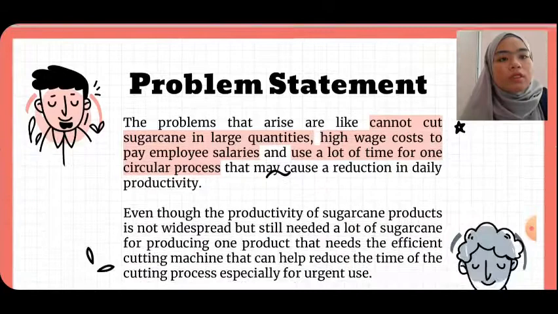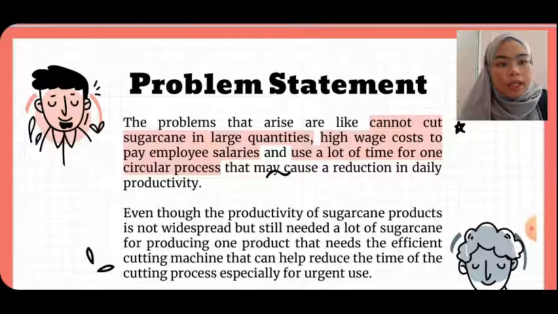Problem statement. The problem that we can see from this project is that by using the traditional method, they cannot cut sugarcane in large quantity, there are high wage costs to pay employee salaries, and it uses a lot of time for one singular process. Even though the productivity of the sugarcane product is not too widespread, the product is still needed, so we need to produce sugarcane faster and reduce the time of the cutting process, especially for urgent use.